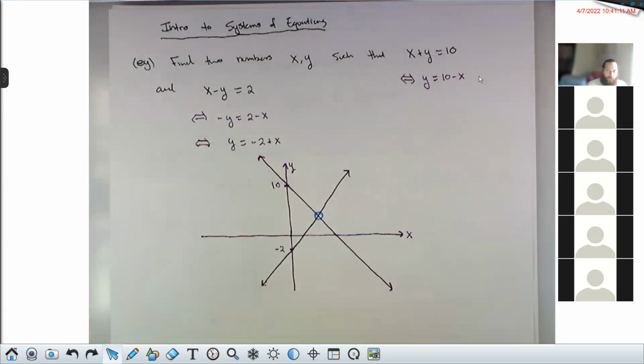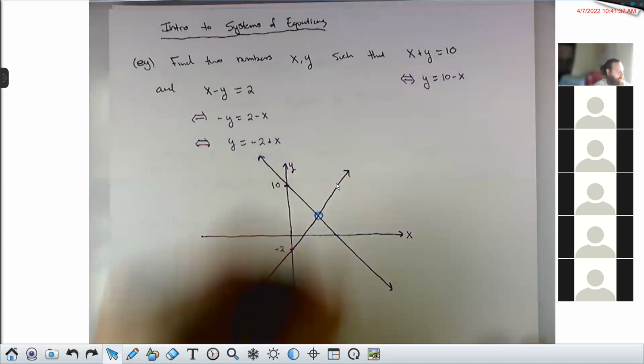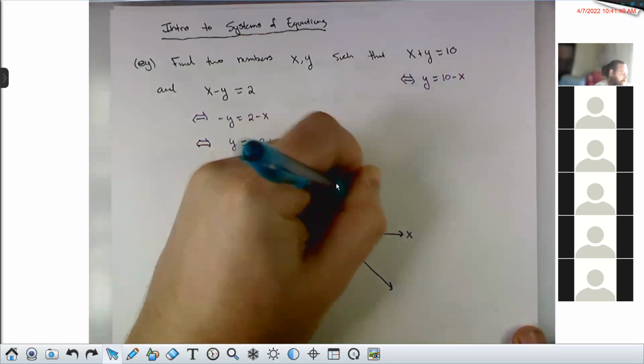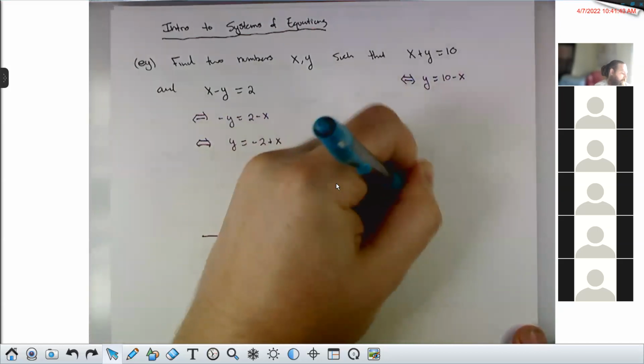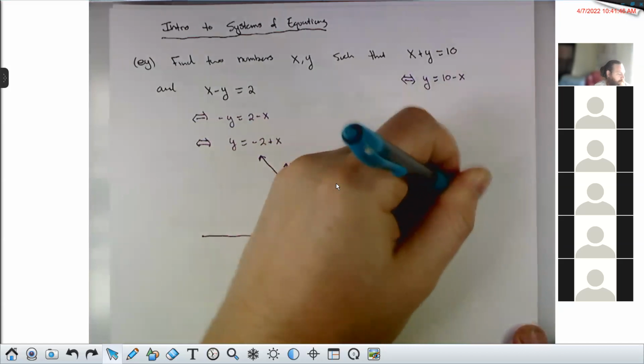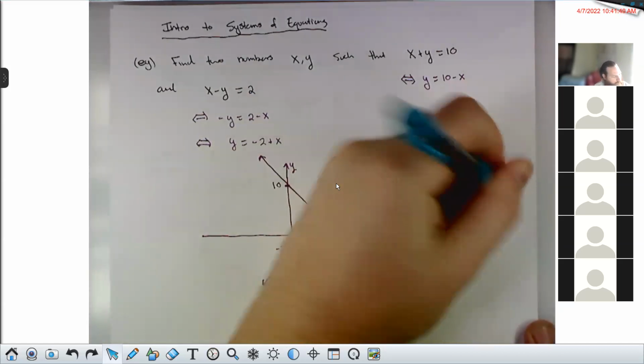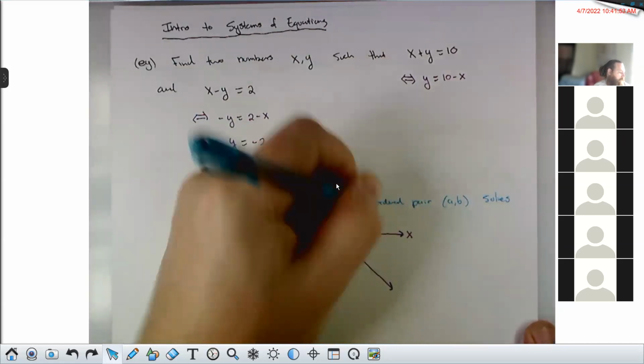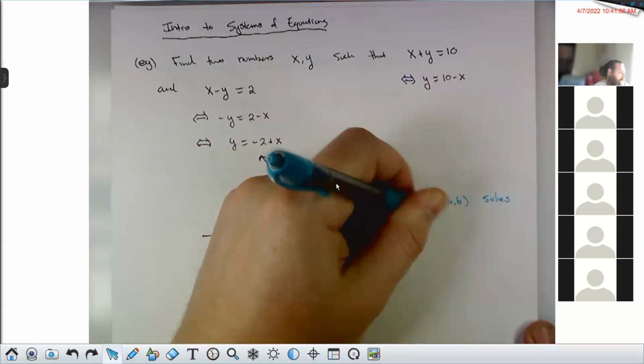That point where they touch is an ordered pair, x comma y. And because it is on the first line, it must be true that when you take this x and this y and plug it in here, you get a true statement. Also, because it's on the second line, it must be true that when you take this x and this y and plug it in here, you get a true statement. So it means that this ordered pair, a comma b, solves both equations at the same time.